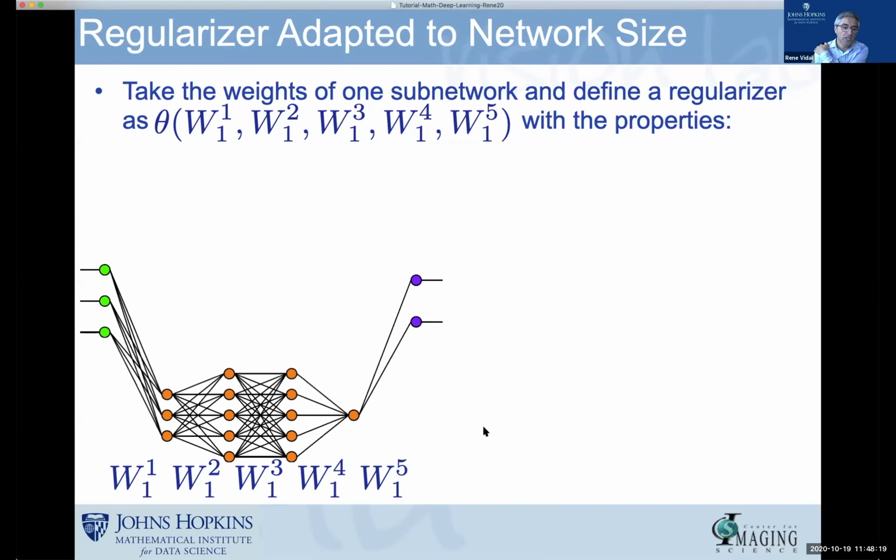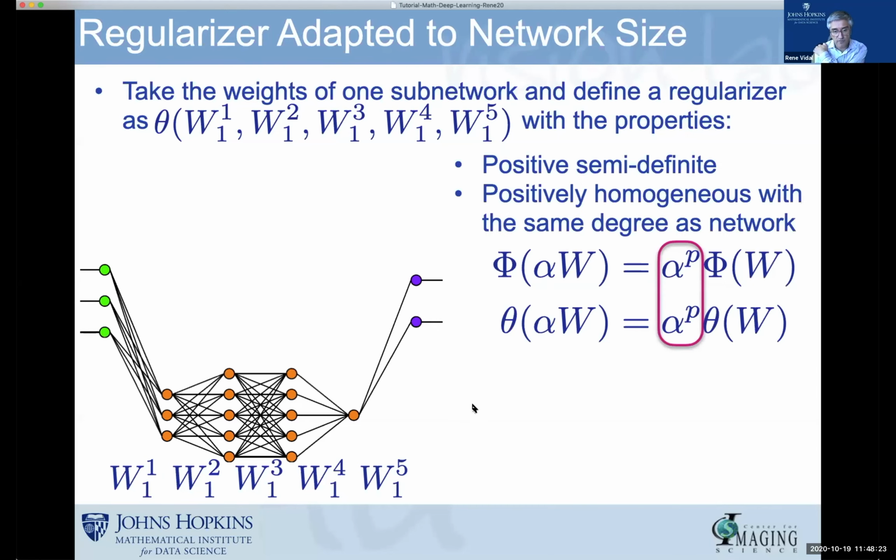Okay. So the properties that we require on this regularizer are the following. Number 1, it needs to be positive semi-definite. So the regularizer needs to be bigger than or equal to 0 for all weights. The second property is that it's positively homogeneous, with the same degree as the network. And that is a property that I had already explained before.